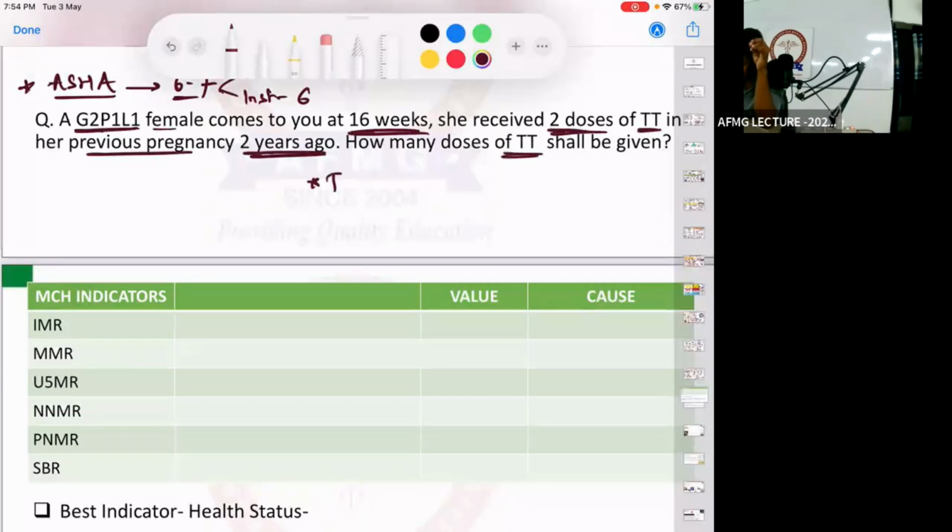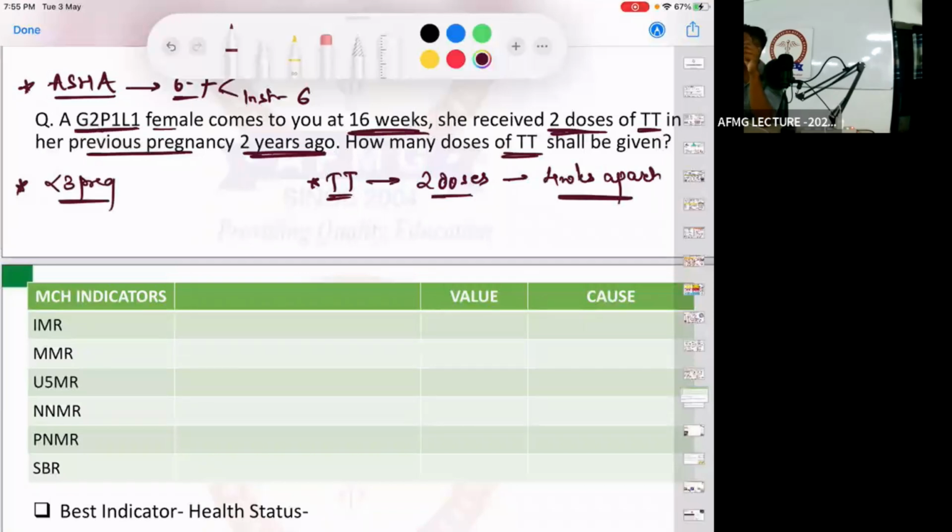So if I talk about tetanus toxoid in pregnancy, guys, please remember, tetanus toxoid in pregnancy is given how many doses? 2 doses. How many weeks apart? 4 weeks apart. Usually tetanus toxoid is effective for 5 years, but in pregnancy it is only considered up to 3 years. So if a patient is again pregnant within 3 years, and she has received a complete dose of TT previously, then we will only give a tetanus toxoid booster. So next pregnancy within 3 years.